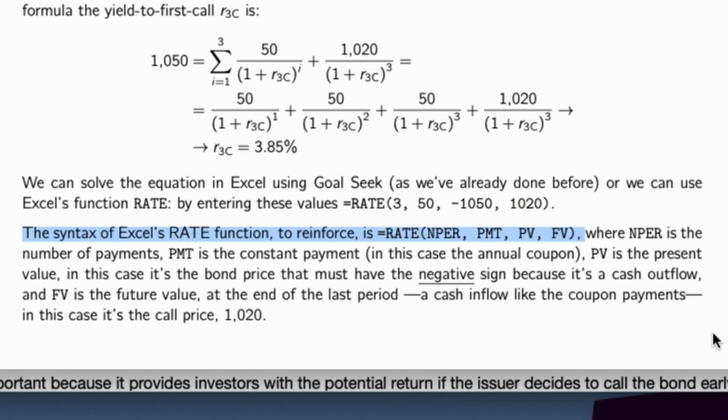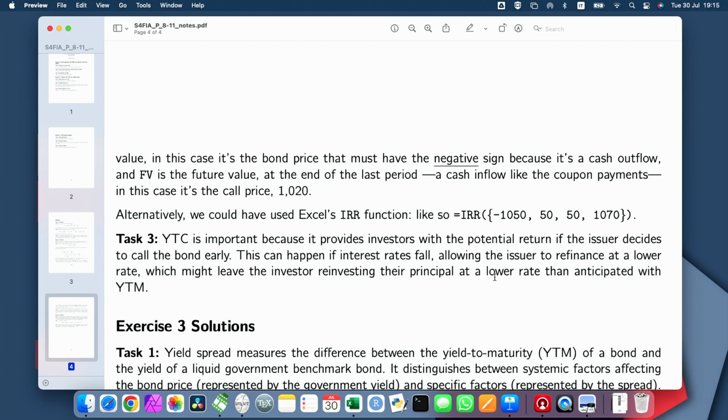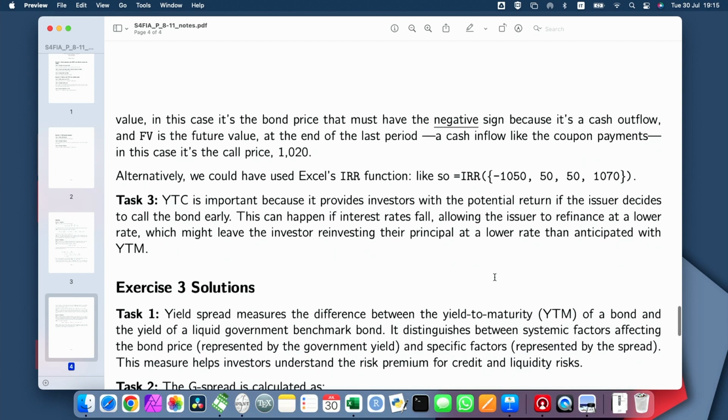For task 3, as you can find in the notes, yield to first call, in this case, is important because it provides investors with the potential return if the issuer decides to call the bond early, at the end of the third year. This can happen if interest rates fall, allowing the issuers to refinance at a lower rate, which might leave investors reinvesting their principal at a lower rate than anticipated with yield to maturity.